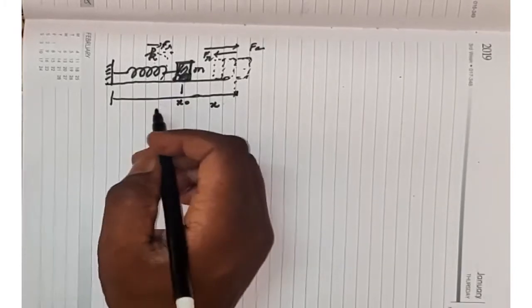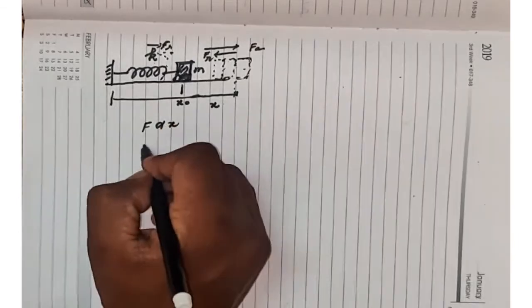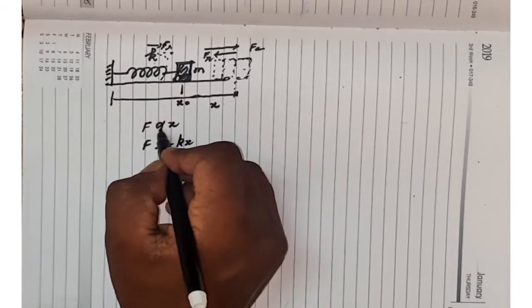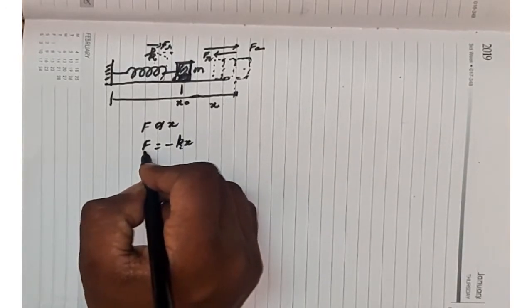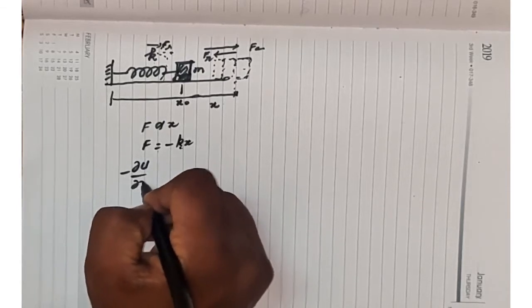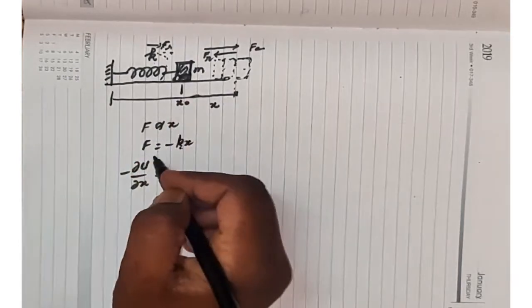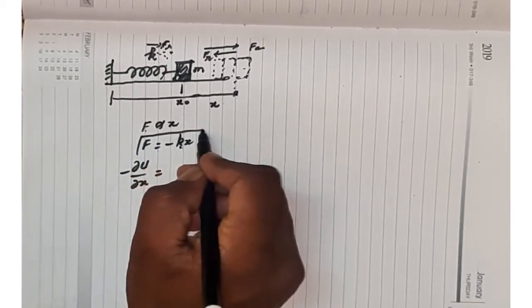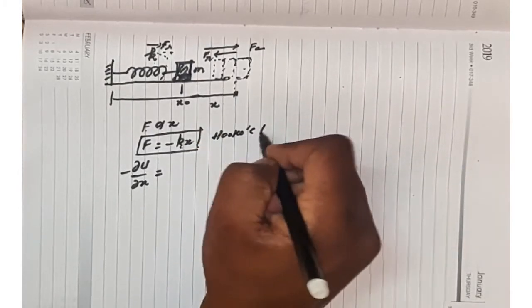Here one thing we have to understand: the force is proportional to x, or the force is equal to minus k times x. If you remove the proportionality, you have to add a constant, which we call the spring constant. The force is the negative gradient of the potential. That is the classical expression for the force. Here we call it the restoring force. In general, this law is Hooke's law.